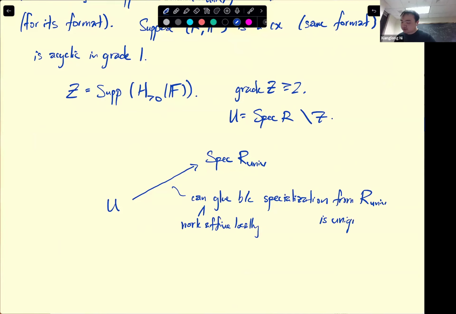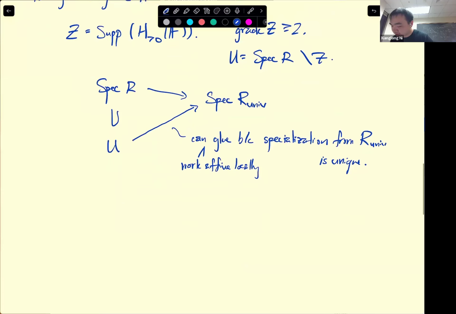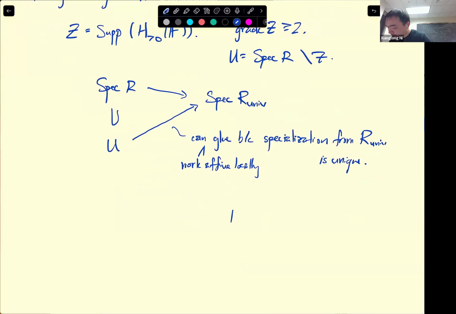Okay, but then the next observation was that if you've defined it from U, then actually it extends to Spec R. And this is because the complement of U is grade at least 2. And here I'm using the fact that, well, what is this picture? Really, I have R universal, I do the sections on U, but then I have a restriction map from global sections to the sections on U, but this is an isomorphism. So this is a restriction, it's an isomorphism, because grade Z is at least 2.